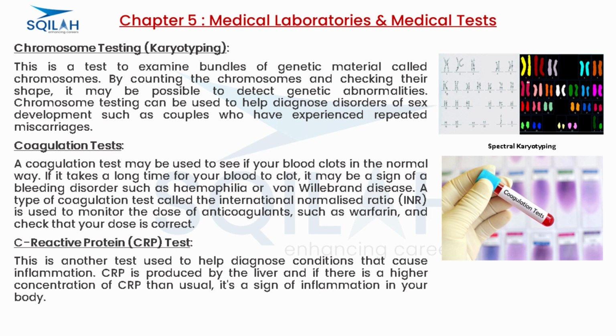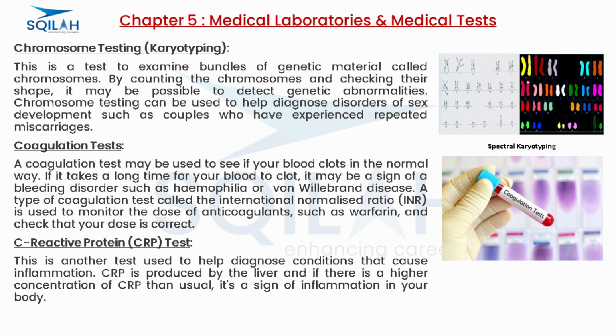Coagulation tests. A coagulation test may be used to see if your blood clots in the normal way. If it takes a long time for your blood to clot, it may be a sign of a bleeding disorder, such as hemophilia or von Willebrand disease. A type of coagulation test called the International Normalized Ratio, INR, is used to monitor the dose of anticoagulants, such as warfarin, and check that your dose is correct.